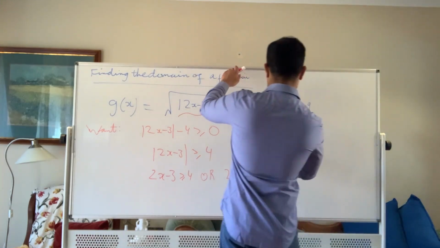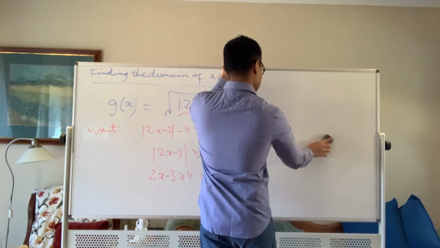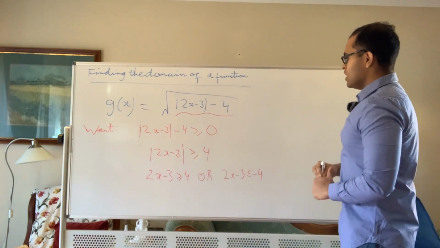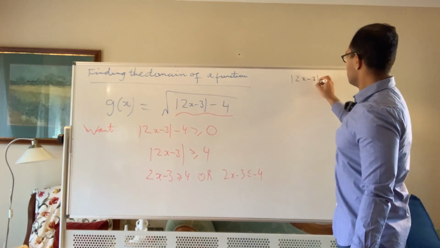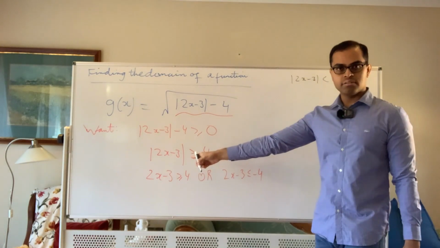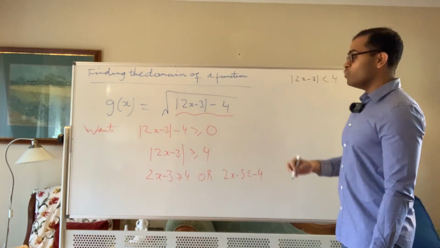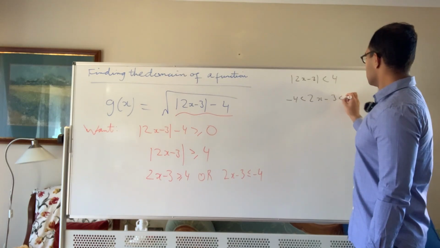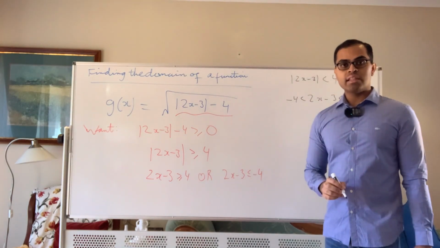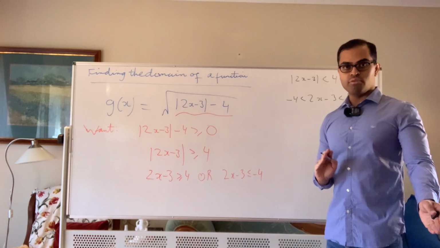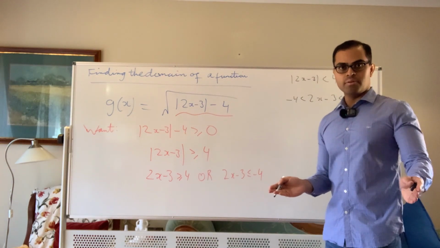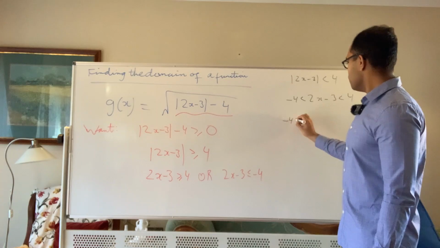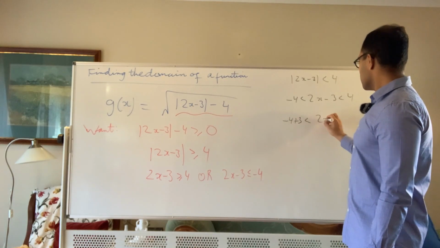So let me just erase this. If we're solving the absolute value of 2x minus 3 is less than 4, which is the opposite of that, then 2x minus 3 is within 4 of 0. We can write this as negative 4 less than 2x minus 3 less than 4. That's the range of values you can have on the number line to be less than a distance of 4 from 0. And now we can solve this simultaneously. We can add 3 to both sides, so we get negative 4 plus 3 is less than 2x is less than 4 plus 3.